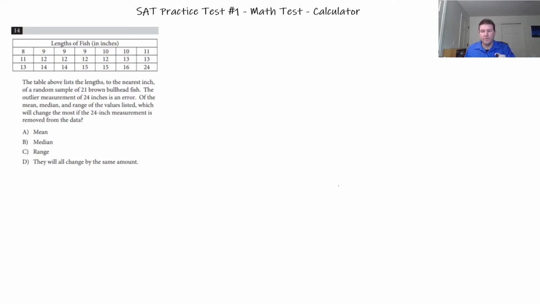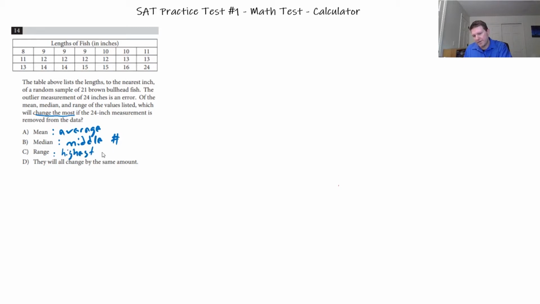Either way though, number 14 is a really good one for developing your math vocabulary, or at least brushing up on things that you might be forgetting. So they're asking which will change the most here if we take out that last measurement of 24. Okay, so you want to go one by one through these. Mean means average, and then median is the middle number when ordered least to greatest. Okay, range, this is the one that a lot of people forget.